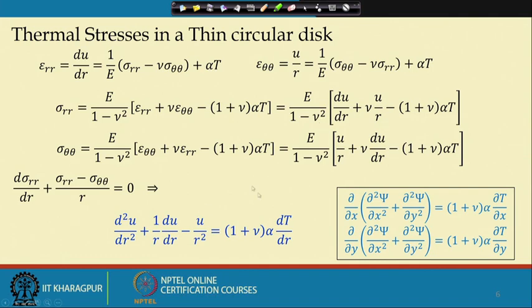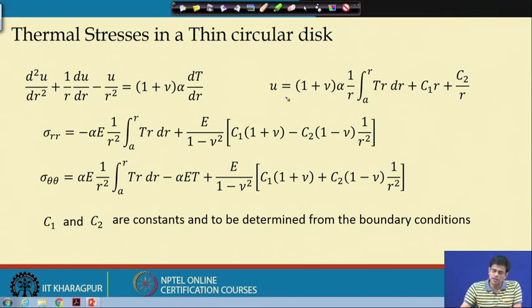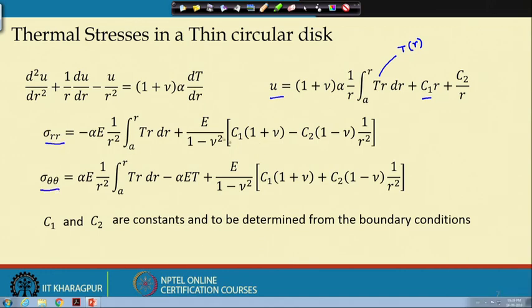The solution of this second order differential equation we can easily obtain, and the solution is of this form. Here the displacement is a function of r only, since we do not know the profile of T, so that integration we cannot perform. So it is a function of T(r) only. Now there are two integration constants, C1 and C2. If I write my stress quantities sigma rr and sigma theta theta, then these stress quantities will be in terms of C1 and C2.